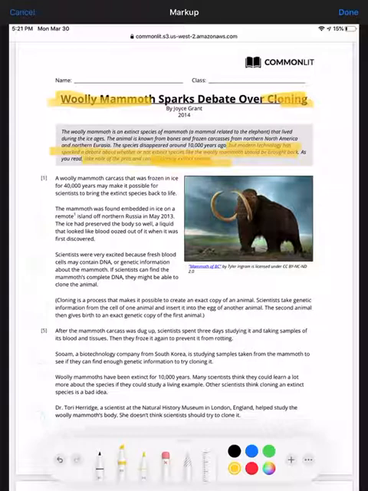A woolly mammoth carcass that was frozen in ice for 40,000 years may make it possible for scientists to bring the extinct species back. I like that. The mammoth was found embedded in ice on a remote island off northern Russia in May 2013. The ice had preserved the body so well, a liquid that looked like blood oozed out of it when it was first discovered. I don't know if that's really going to help me identify the main idea, or the central idea. Scientists were very excited because fresh blood cells may contain DNA or genetic information about the mammoth. Okay? If scientists can find the mammoth's complete DNA, they might be able to clone the animal. I like that whole thing.